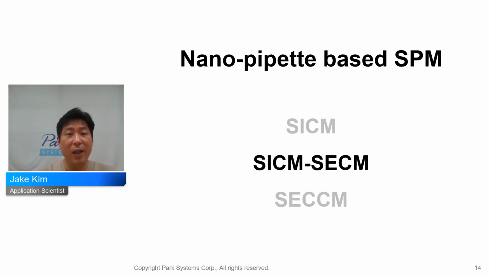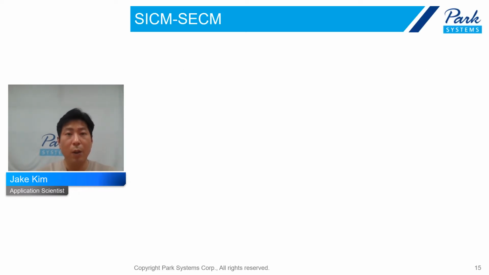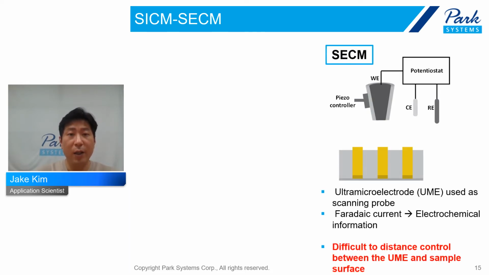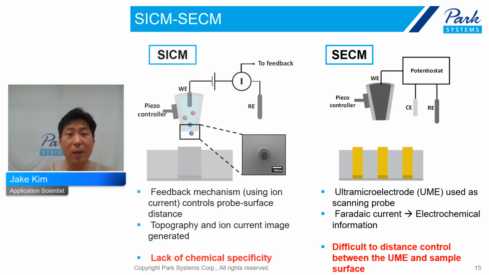The next is SICM-SECM. The scanning electrochemical microscope, SECM, is a technique mainly for electrochemical response. We can call it the EC response. But there is a disadvantage. It is difficult to precisely control the distance between the pipette and the sample surface. And SICM, as I said, is a good method for height imaging with accurate distance control.